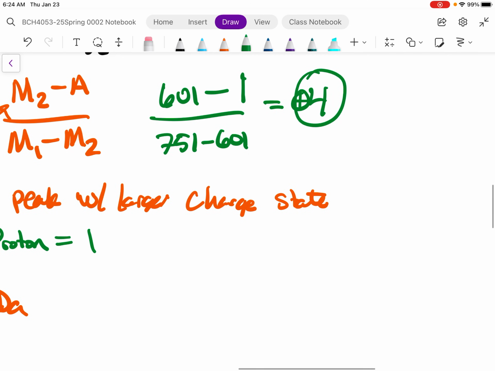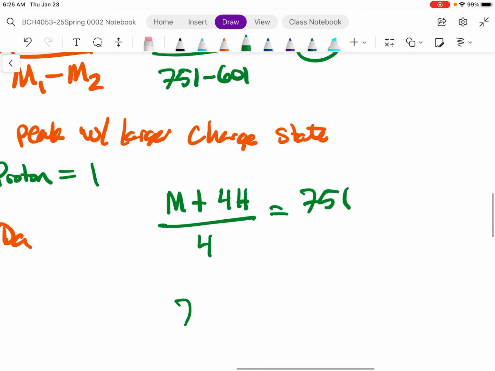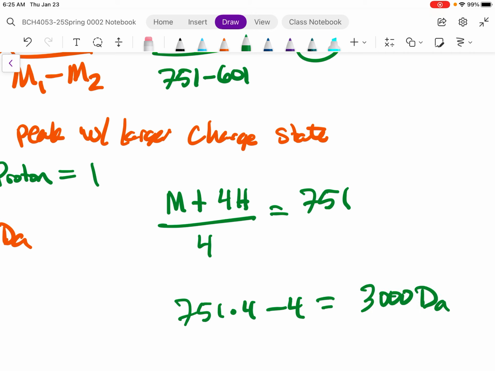So then what would we do to find the mass of our protein? Remember, we just go back to the first formula. If we have a plus 4 charge, then that would have to mean that we have 4 hydrogens, because that's how we get proteins to be in the charged state. And what is the charge? We said plus 4. And that would have to equal what? 751. So now just solve for m, which would simply be 751 times 4 minus 4, and that's going to equal 3,000 daltons.